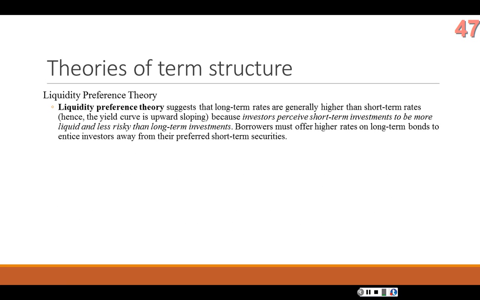The second theory is liquidity preference theory. This says that long-term rates are higher than short-term rates because investors want liquidity. They perceive short-term investments to be more liquid, so they can get to their money quicker, and they perceive them to be less risky. So borrowers have to offer higher rates on long-term bonds to get the investors away from their preferred short-term securities. All else equal, investors prefer to buy short-term securities, while issuers prefer to sell long-term securities.